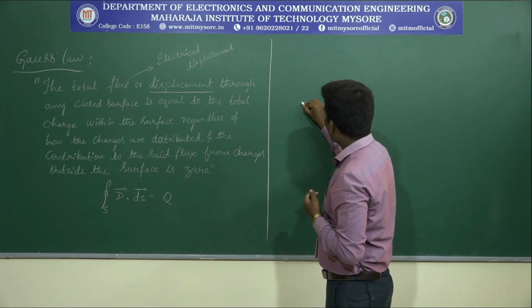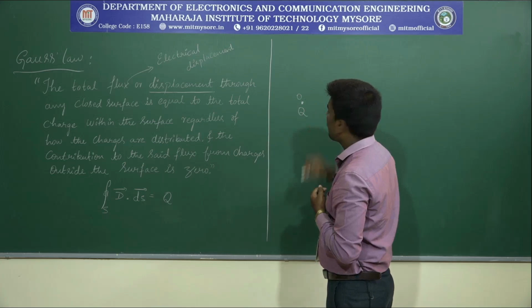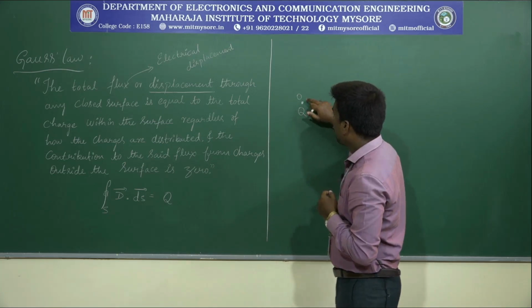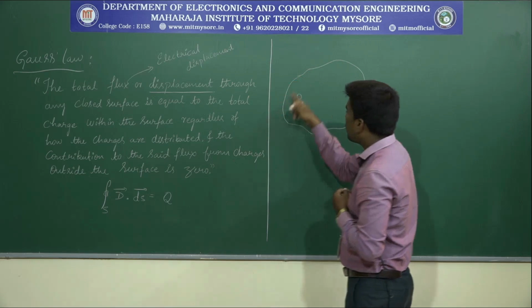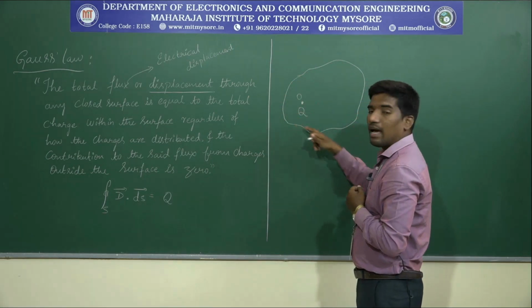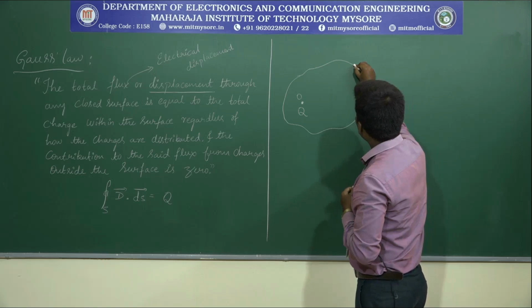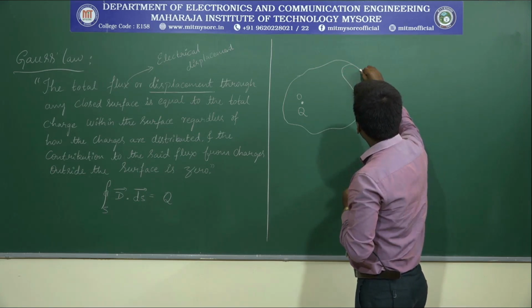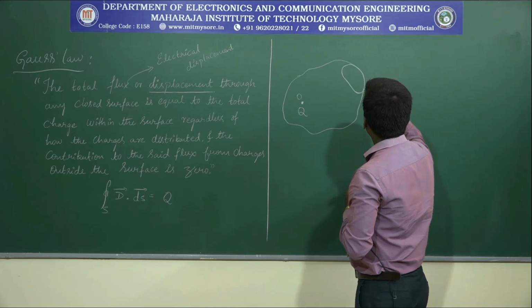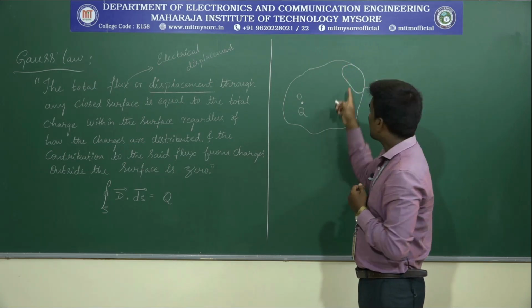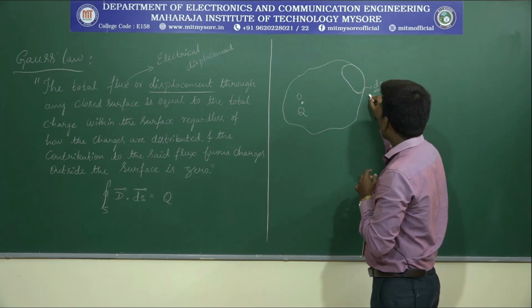Let us consider a point charge Q at point O. Let us have an arbitrary surface around this point charge Q. Let us consider an elementary surface area, which is named as ds, within this closed surface.